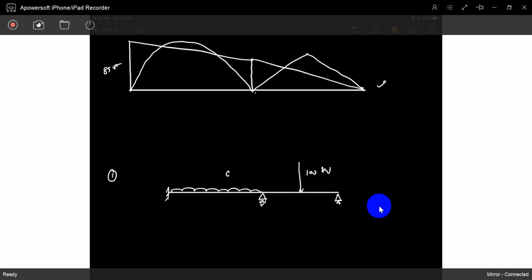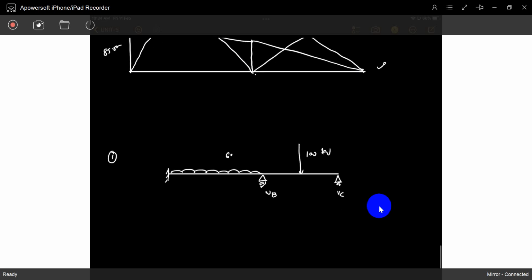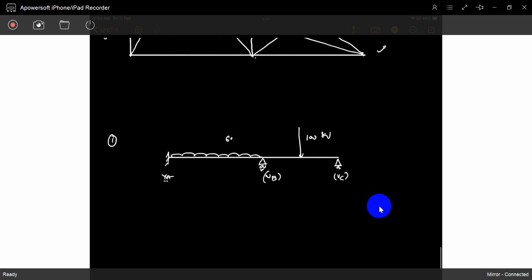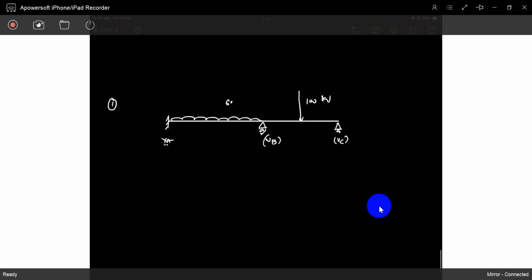See, the same problem, if you take VB and VC as the unknowns. This is VA. I will take these two as the redundant forces. If you release those two, what will come? The released structure will come like this, 160 kilonewton per meter, 4 meters, 1.5 meters. Release it and find out the deformations.